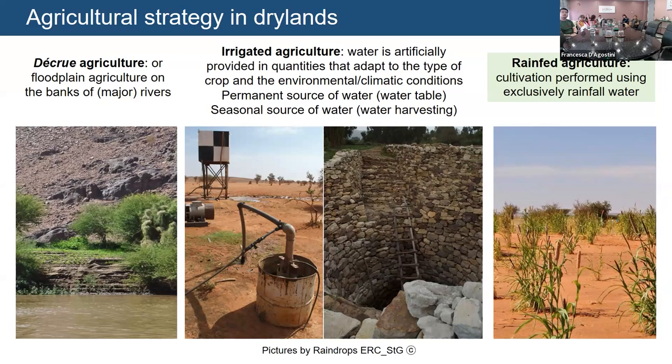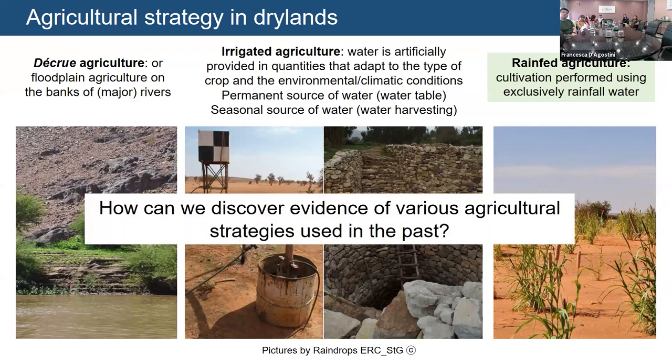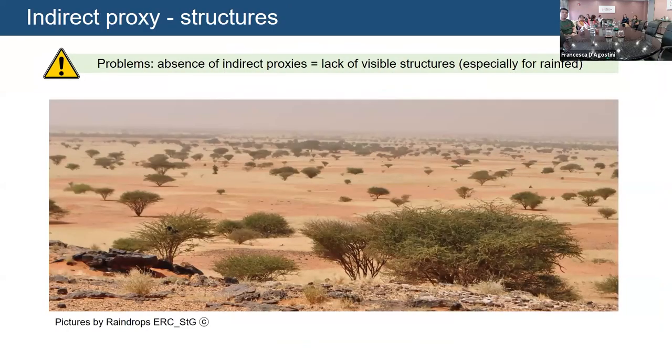So once we define all these different possibilities, the question arises kind of spontaneously: how can we discover evidence of these various agricultural strategies in the past? This question brings obviously many problems that we need to face when we want to reconstruct agricultural management in the past. First, I have to say that it's really difficult to find indirect proxies of agriculture, and especially of rain-fed agriculture, because there are no structures that are built just to cultivate. And this is, for sure, one of the first problems.